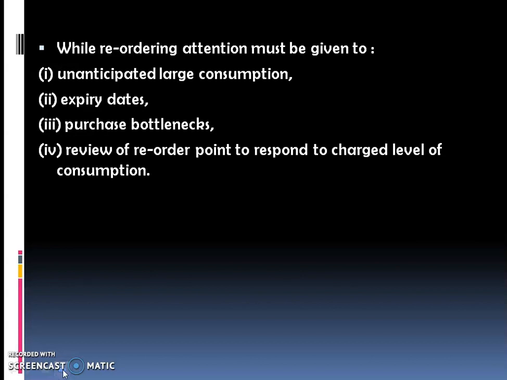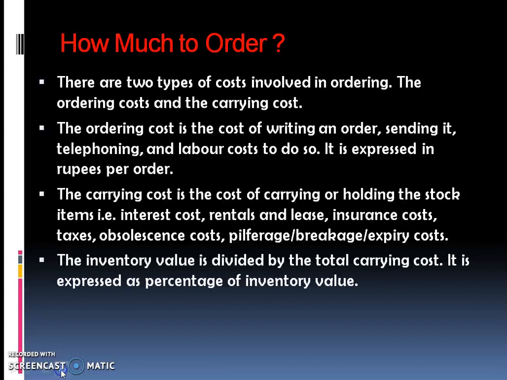While reordering, attention must be given to unanticipated large consumption, expiry date, purchase bottleneck, and review of reorder point to respond to changed level of consumption. Then how much to order? There are two types of cost involving ordering, the ordering cost and carrying cost. Ordering cost is a cost of writing an order, sending it, telephoning, and labor cost to do so.